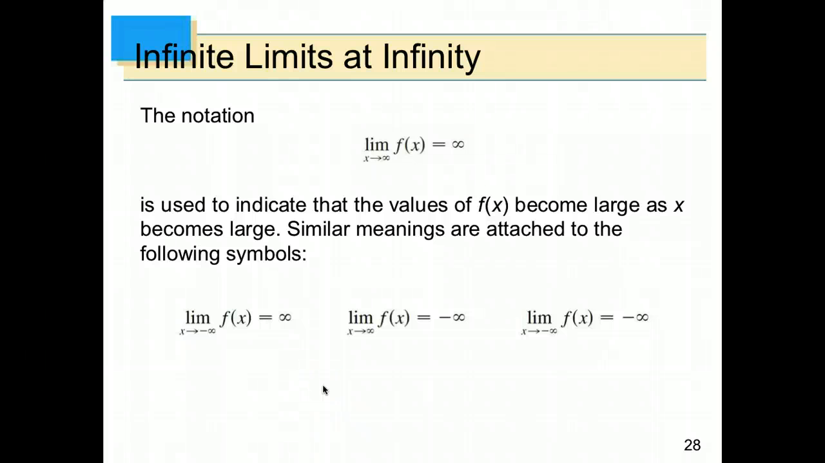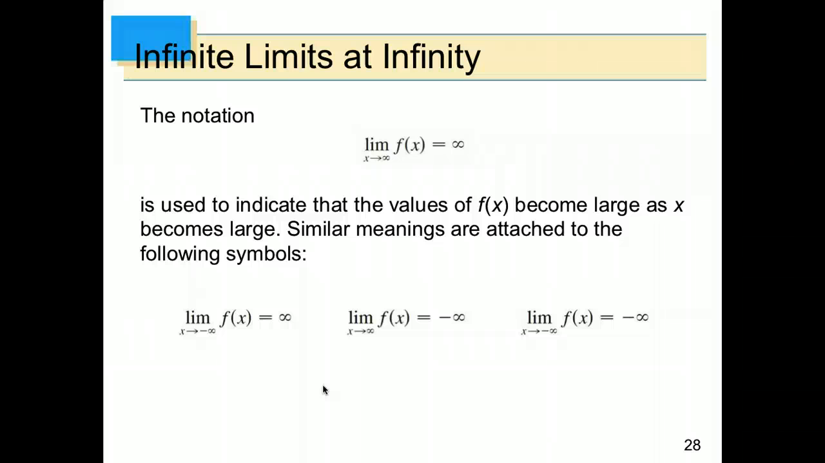Okay, now let's take a quick minute here to look at infinite limits at infinity. In other words, this notation, the limit as x goes to infinity of f of x equals infinity. Now remember, that's used to indicate that the values of f of x become large as x becomes large. And of course, similar meanings are used to say the limit as x goes to negative infinity of f of x equals infinity, or they both could be negative infinity.